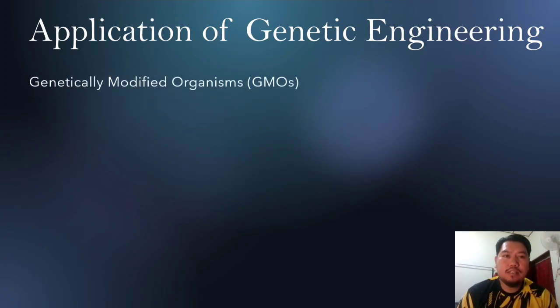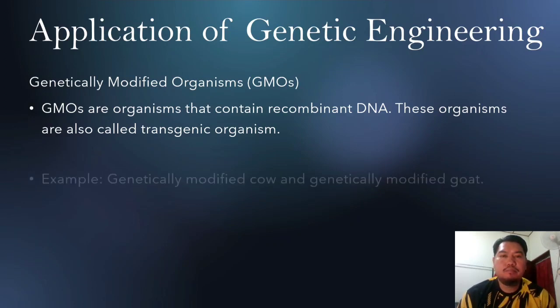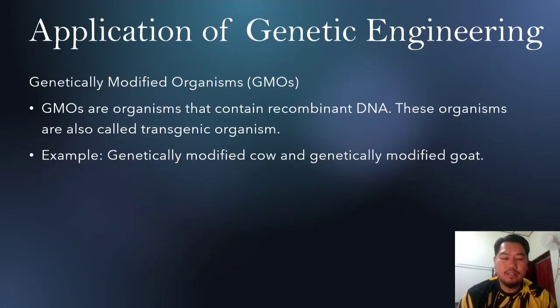First, we discuss genetically modified organisms, GMOs. GMOs are organisms that contain recombinant DNA. These organisms are also called transgenic organisms. Examples of transgenic organisms are the genetically modified cow and genetically modified goat. The picture of the genetically modified cow.